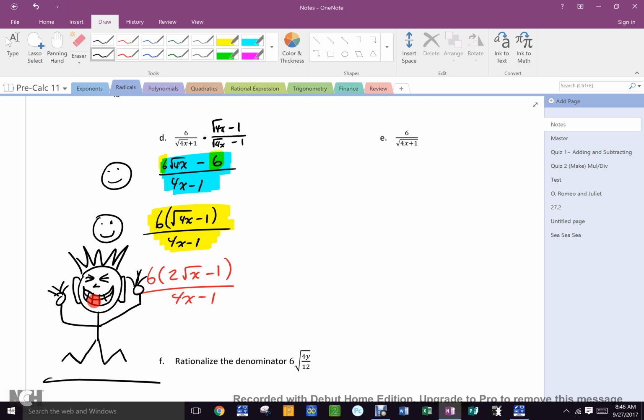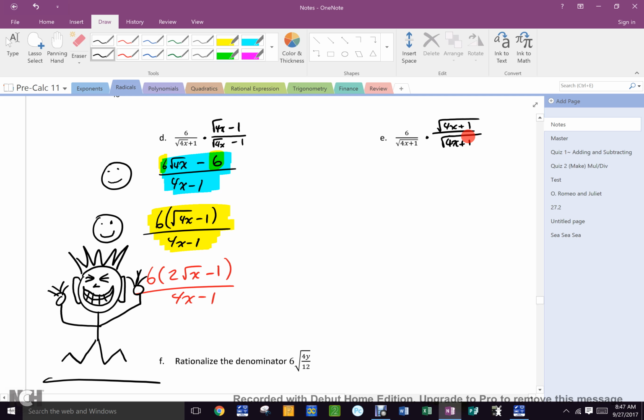The 1 is different. How? It's part of the square, part of the radical, isn't it? So is that a monomial or a binomial? It's a monomial now, isn't it? So would I multiply by the conjugate or by the regular? By the regular. So this one is root 4x plus 1 over root 4x plus 1.